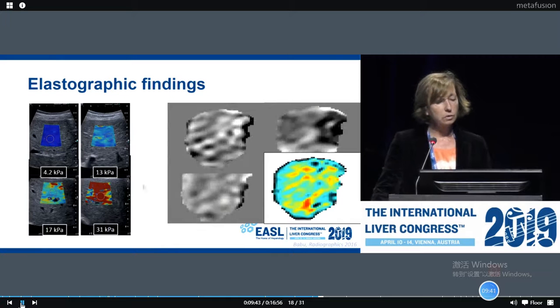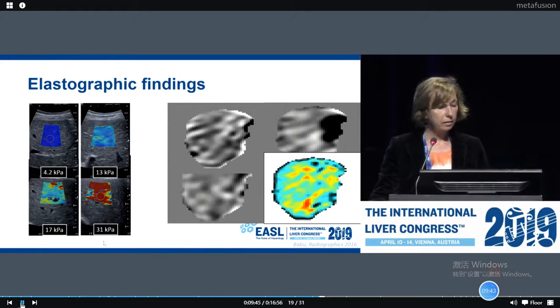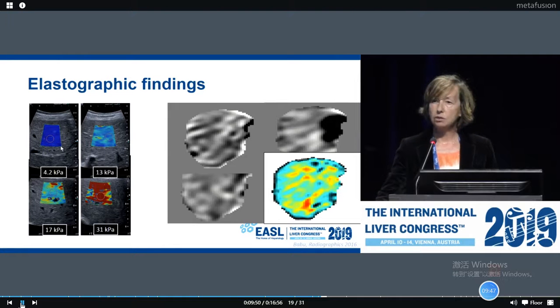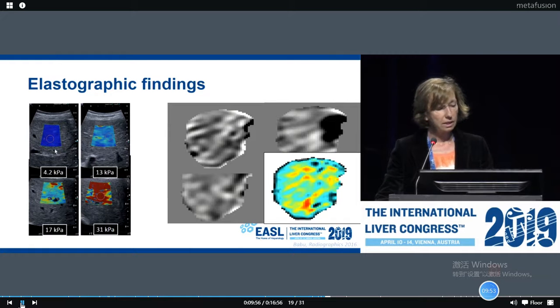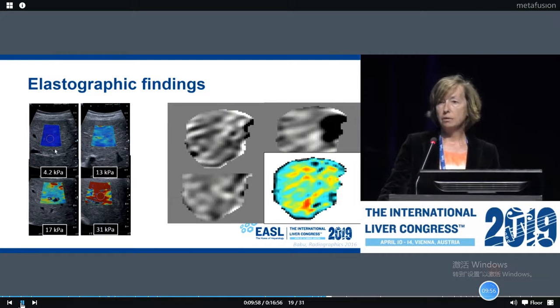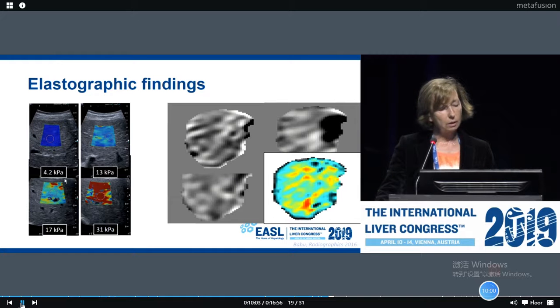Just an example to see how it looks like. On the left, this is a color map using ultrasound-based elastography with a change in the color map with the increasing liver stiffness here. So the velocity of the propagation wave has been converted in kilopascal.